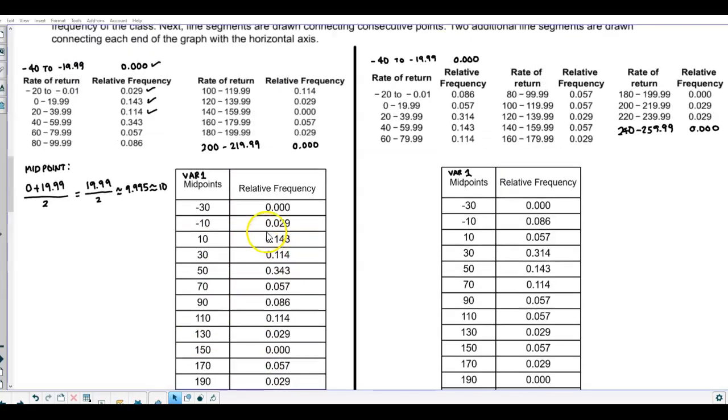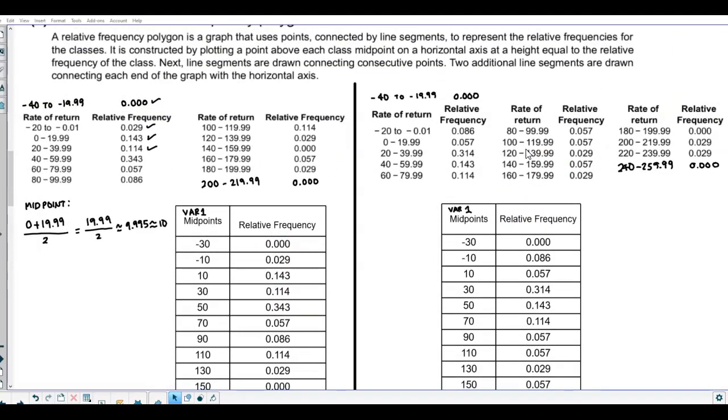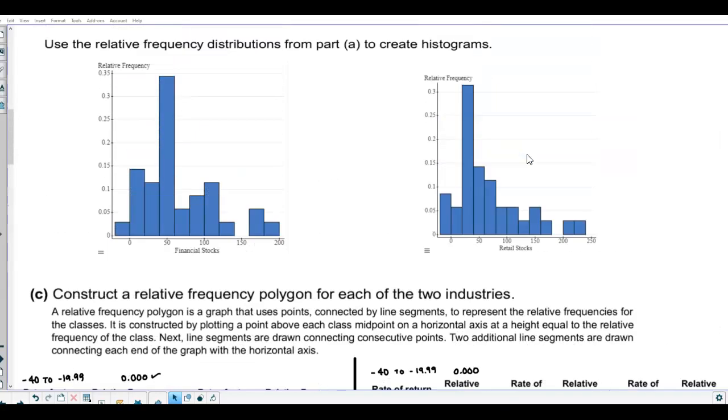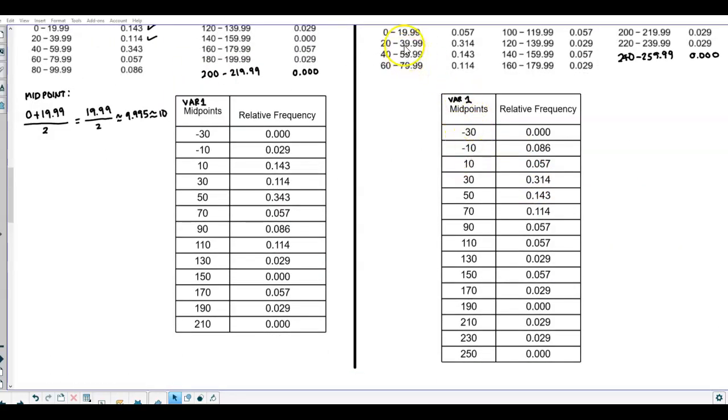Okay, so now what we've done is we've generated our midpoints for our column 1 here, and then our relative frequency for the financial stocks. And then over here, we have our retail stocks. We put in our midpoints, which are similar here. We just extend it a little bit further because we have more classes. And then we have our column for relative frequency. And then recall here that we have a 0 at the beginning and a 0 at the end, which means that we're going one below and one above as far as our classes are concerned.